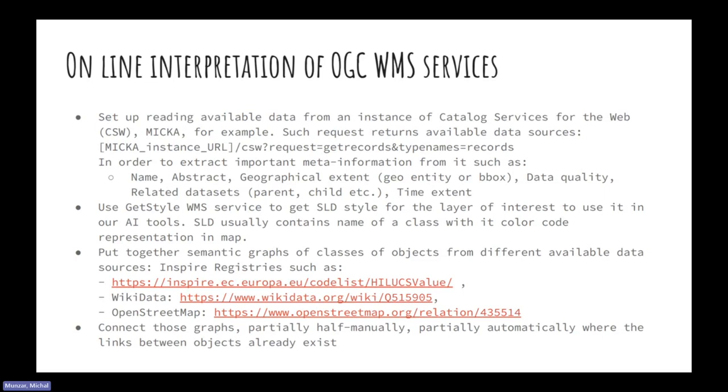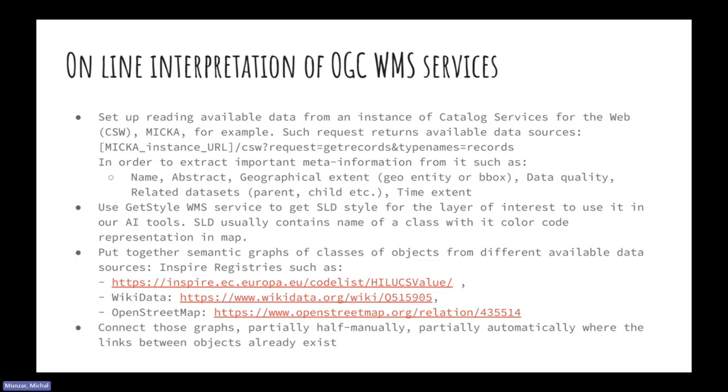So all this information is there, and there are some important elements, like the name, abstract, geographical extent, data quality, and the hierarchy of datasets in which this dataset sits. So this then helps the GeoAI tool to select an appropriate dataset for analysis based on the user prompt.